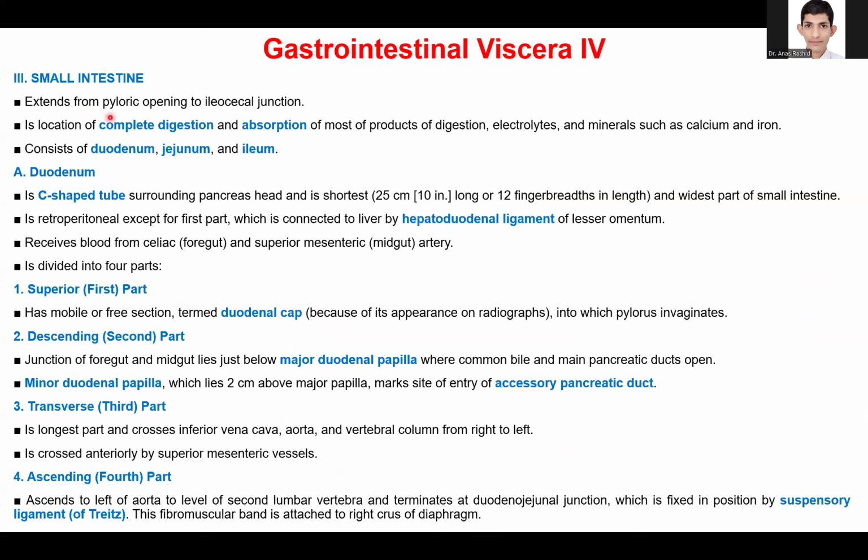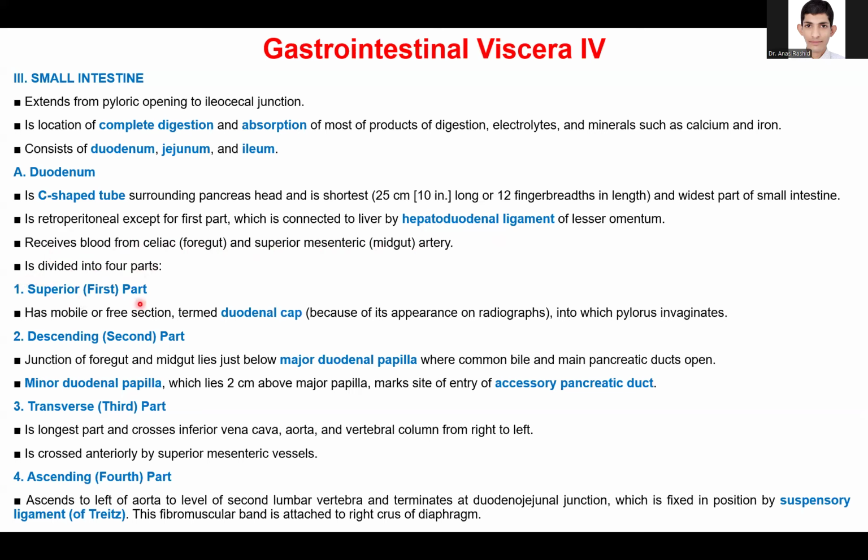The small intestine extends from the pyloric opening to the ileocecal junction and is the location of complete digestion and absorption of most products of digestion, electrolytes, and minerals such as calcium and iron. It consists of the duodenum, jejunum, and ileum. The duodenum is a C-shaped tube surrounding the pancreatic head. It is the shortest and widest part of the small intestine, 25 centimeters or 10 inches long, or 12 finger breadths in length. It is retroperitoneal except for the first part, which is connected to the liver by the hepatoduodenal ligament of the lesser omentum. It receives blood from the celiac foregut and superior mesenteric midgut arteries, and is divided into four parts.